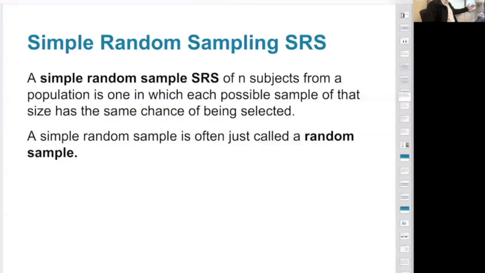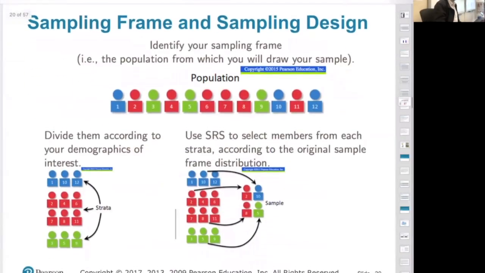But I will select my sample from this list, just 10 people randomly, or 10 students. This is the simple random sample. So as you can see in this graph, you have to identify your sampling frame. So this is the population.